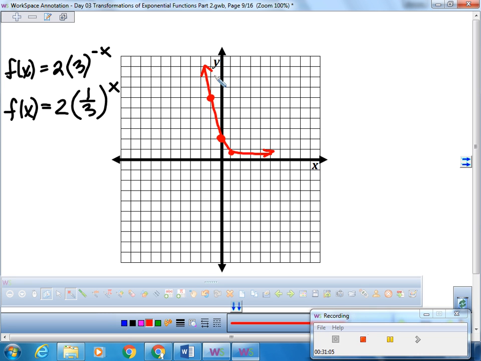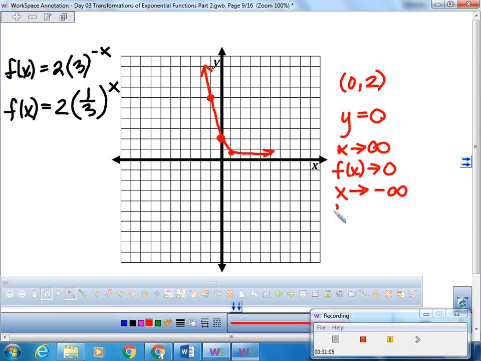Reference point. My reference point is 0, 2. It's like my vertex. Asymptote. My asymptote is still on the x-axis, right? So it's where y equals 0. My end behavior. As x goes to infinity, what's my graph doing? It's going to 0. My graph is going to 0. I know this is going to touch 0, but it's in that direction. Exactly. As x goes to negative infinity, what's my graph doing? It's also going to infinity.